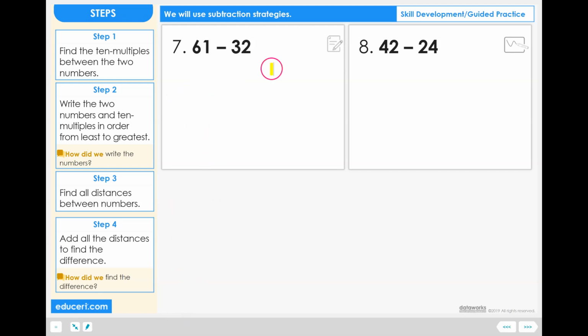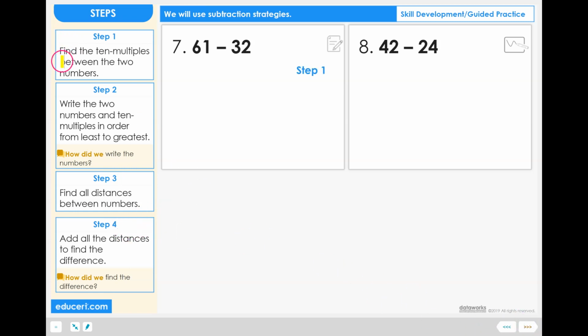Let's complete a couple of problems using the adding long distances subtraction strategy. We have problem number 7, 61 minus 32. There are 4 steps to follow in this process. Let's start with step 1.